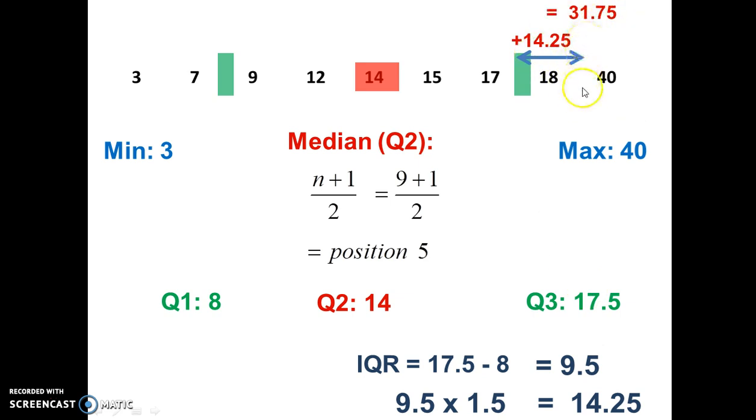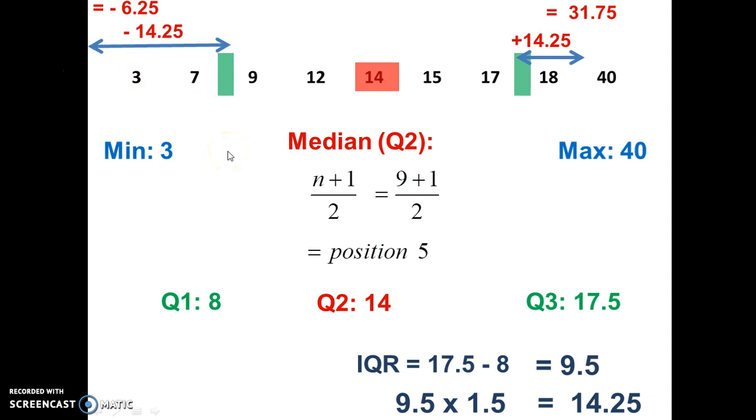So that's kind of the end of where our data can be. Anything above that is going to be considered an outlier. Let's go on the low side. On the low side, we subtract 14.25 from Q1, and that is 8 minus 14, which gives us a negative number, which already, you know, it's never going to happen. Well, it depends what this data is. Anyway, anything below negative 6.25 is going to be an outlier.